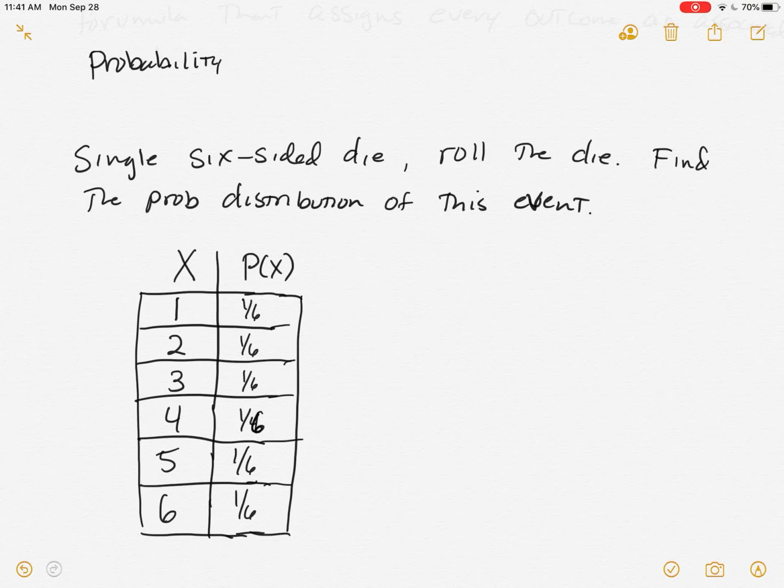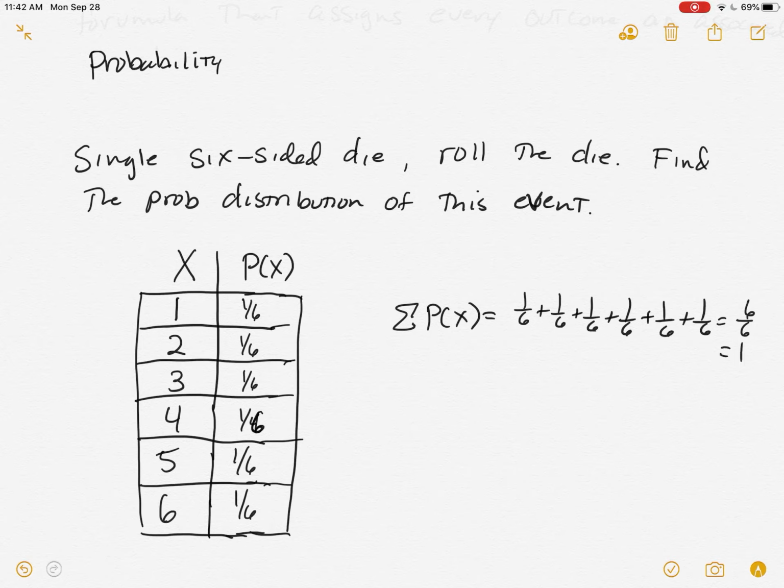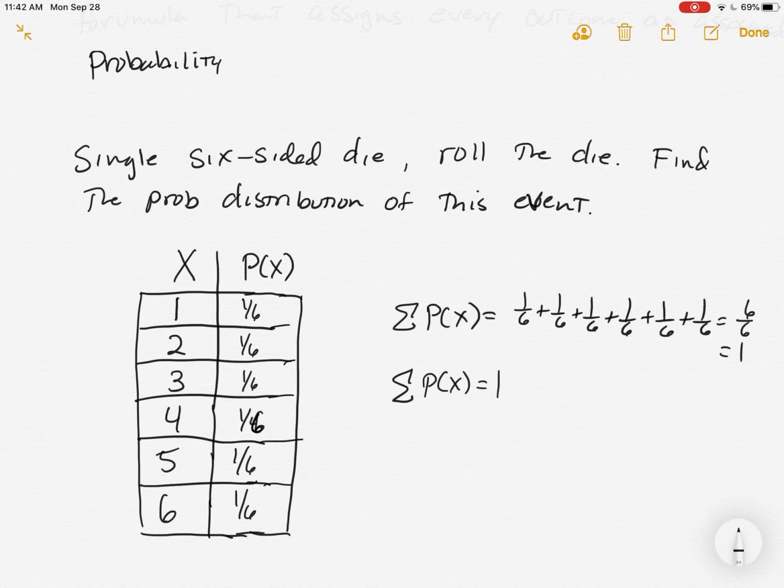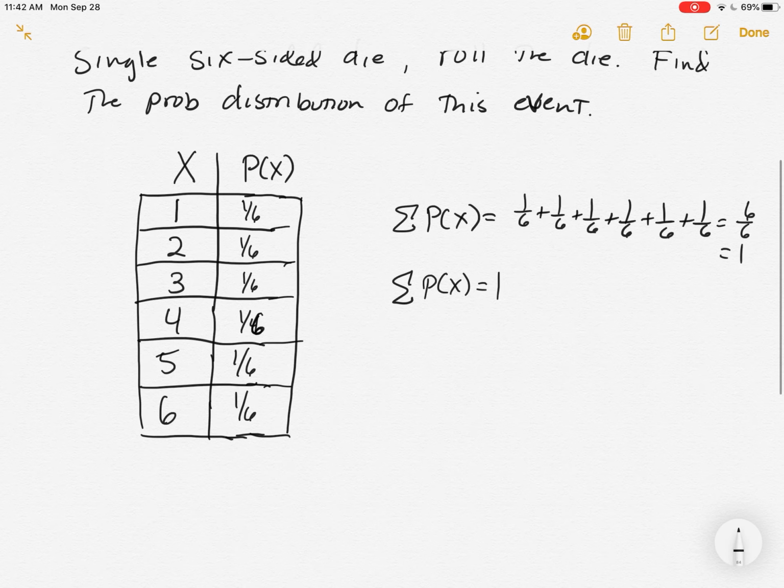The first thing I want you to observe is look at what the sum of the probabilities is. What is 1/6 plus 1/6 plus 1/6 plus 1/6 plus 1/6 plus 1/6? Add it up and you're going to get 6/6 or 1. That's how you know whether you have a probability distribution. In a probability distribution, the sum of the probabilities is 1 always.